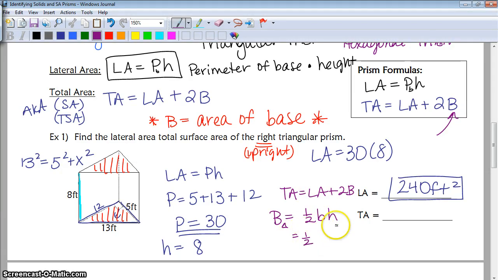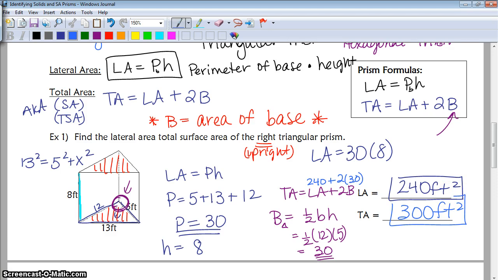So this is 1/2 base times height. Find the right angle. That will always give away where the base and the height are. So 12 times 5, which is 60, divided by 2 is 30. So now I have capital B to be 30. So my total area is going to be the LA, which is 240, plus 2 times my base, which is 30. So 30 times 2 is 60, plus 240 is 300 square feet.